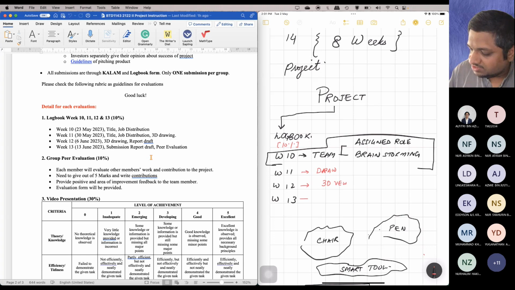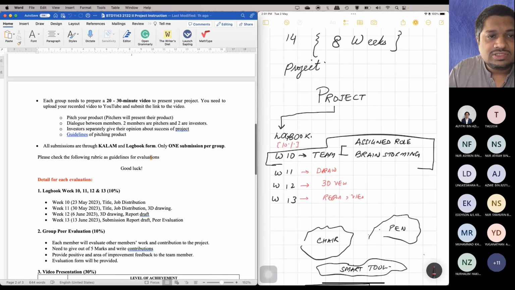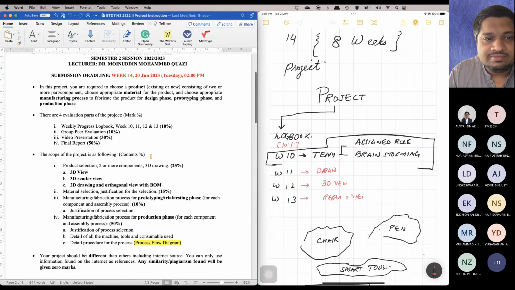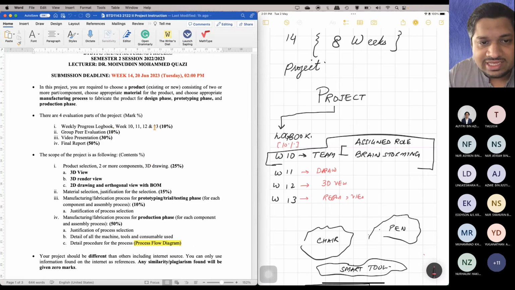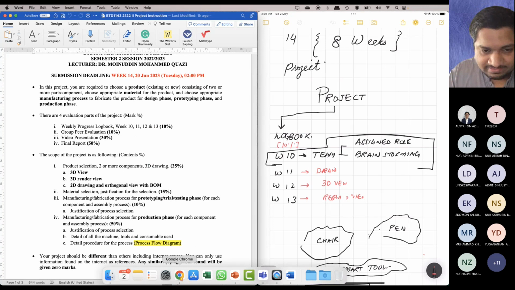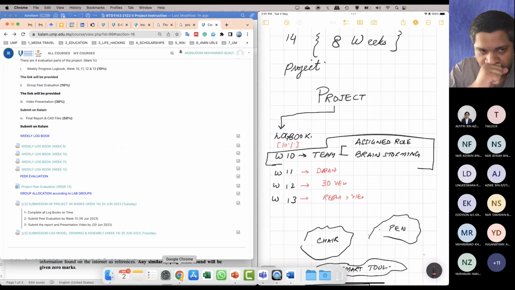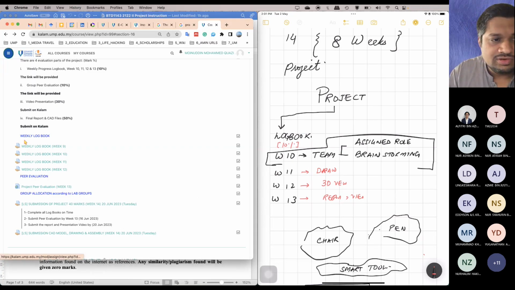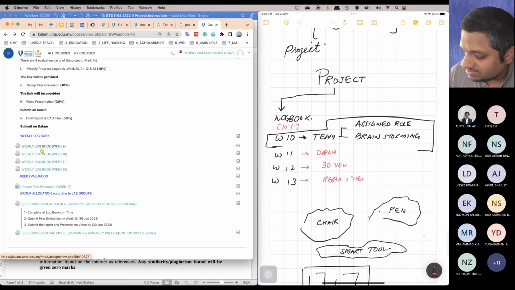In week number 13, you make the report or video. You work on the video. I want to see pictures of you guys working together, something like that. So this is what 10% of the logbook looks like. Every week you have to submit a logbook. The logbook will be submitted by the team leader.